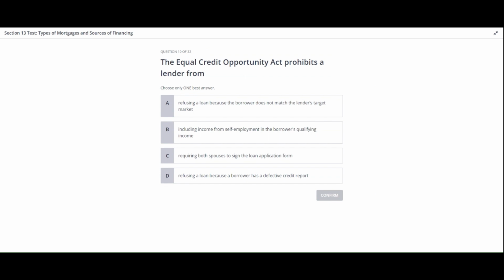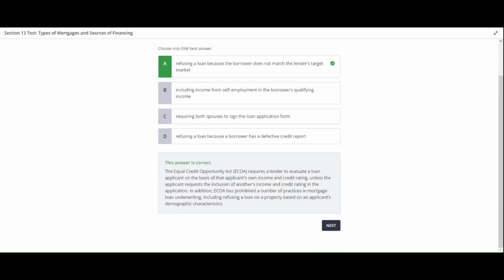Okay, the correct answer for this question is going to be option A, refusing the loan because the borrower does not match the lender's target market. The Equal Credit Opportunity Act, ECOA, requires a lender to evaluate a loan applicant on the basis of that applicant's own income and credit rating, unless the applicant requests the inclusion of another's income and credit rating in the application. In addition, ECOA has prohibited a number of practices in mortgage loan underwriting, including refusing a loan on a property based on an applicant's demographic characteristics.